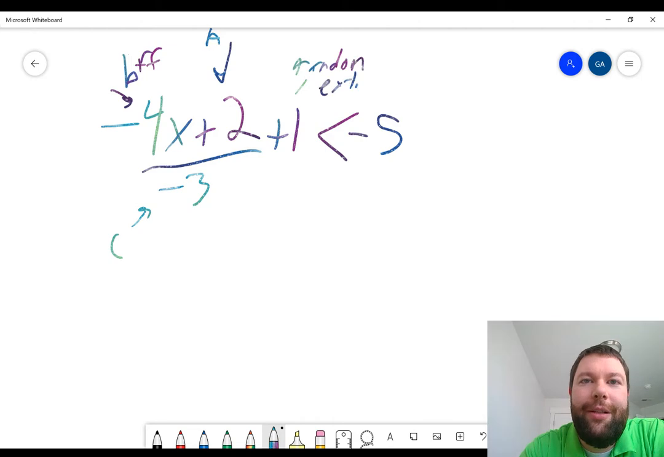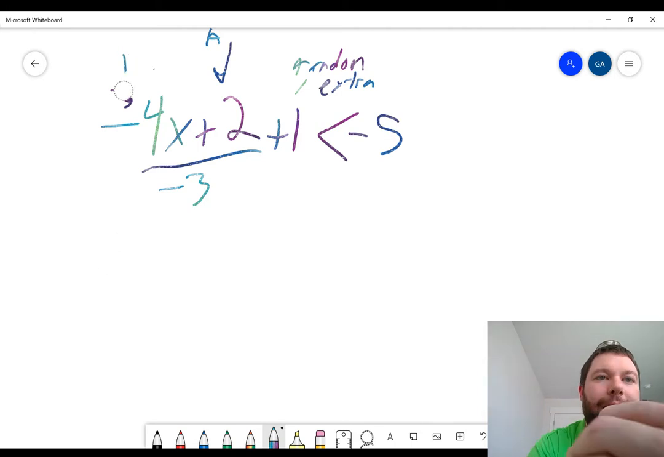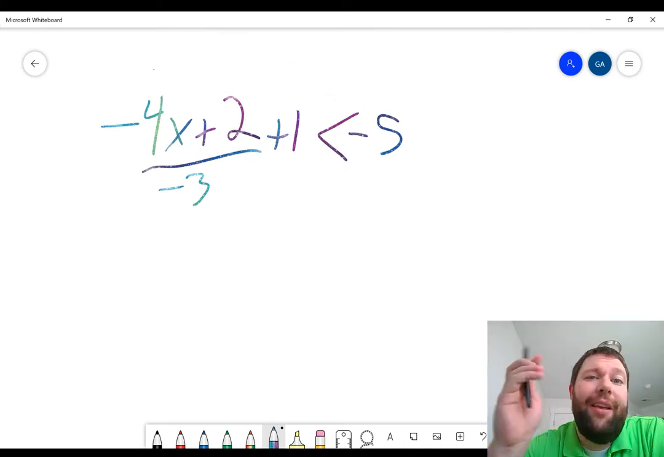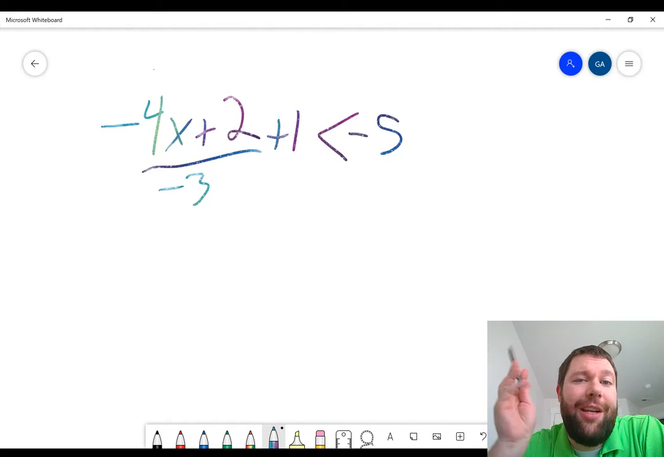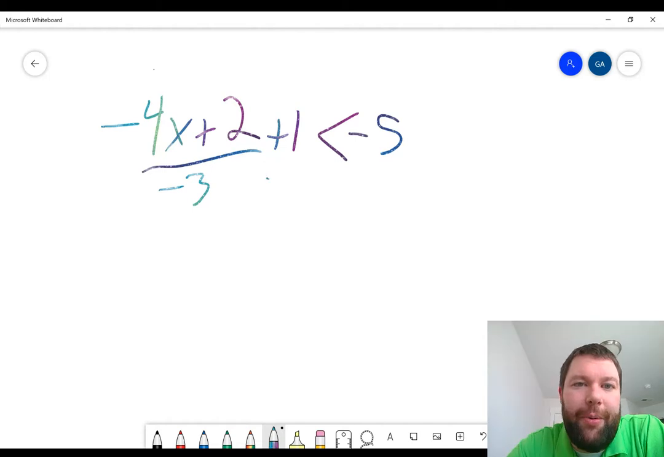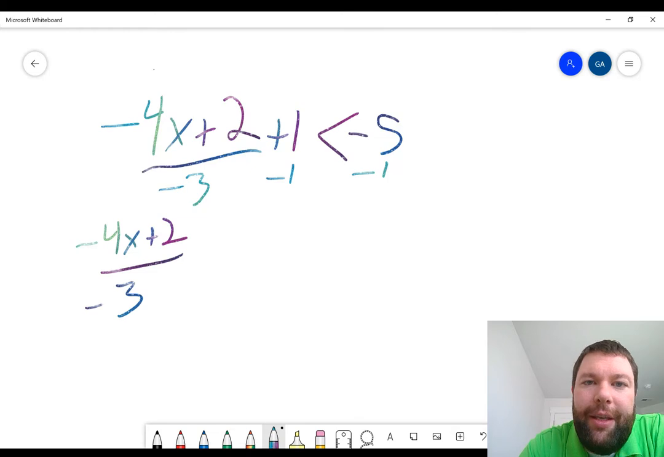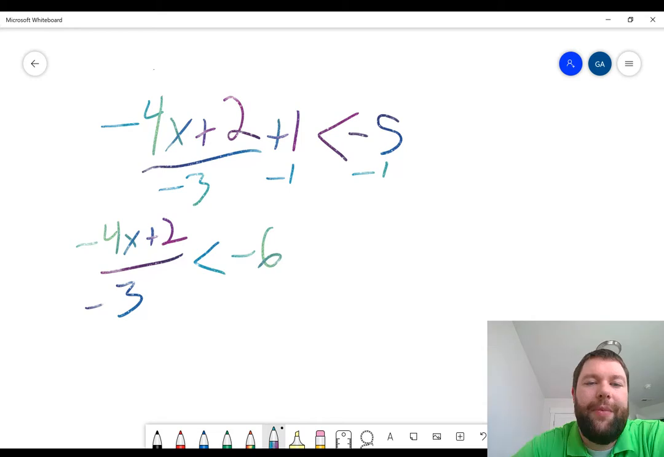And you've got this random extra person. So when you got something like this, you're going to start off by getting rid of your extra person that's standing outside the door, not coming into the party. So we're going to get rid of him first and then just get rid of our party business like normal. So we're going to minus the 1 is our very first step. So that's going to give me -4x plus 2 all over -3 is less than -5 minus 1 is -6.